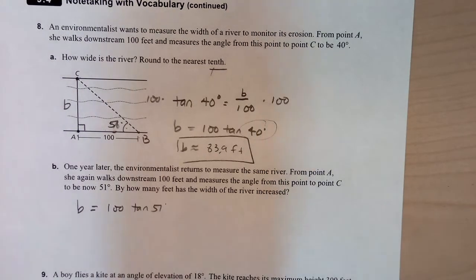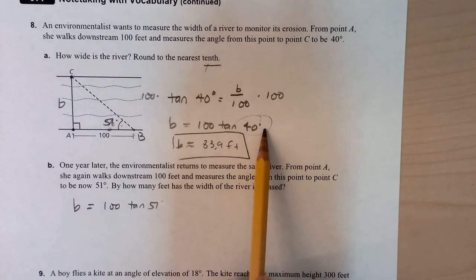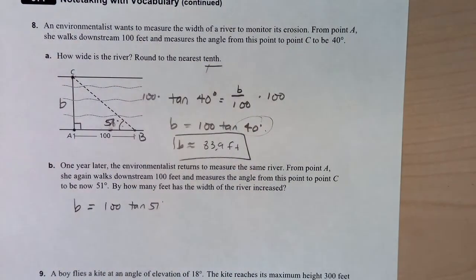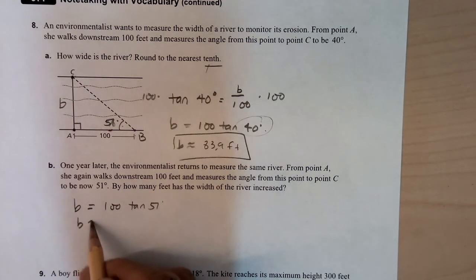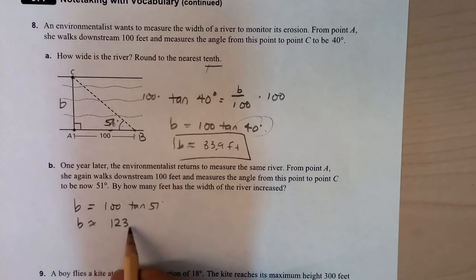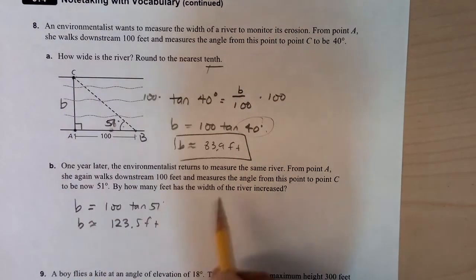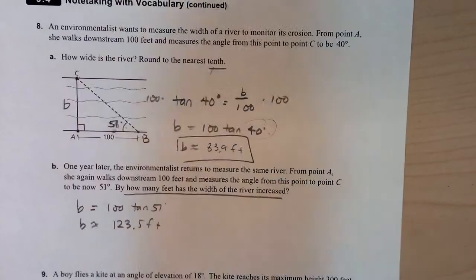So I could use this equation right here. All I did was replace 51 degrees for 40 degrees. So 100 times the tangent of 51 degrees to the nearest tenth. Now b is about 123.5 feet. But you have to look at the directions very carefully.